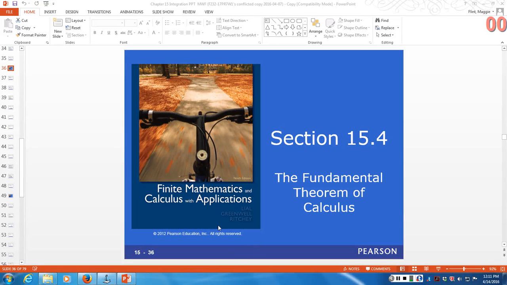Okay, we are going to talk about the fundamental theorem of calculus today. Must we? Yeah, we must. Make up a card? We must.